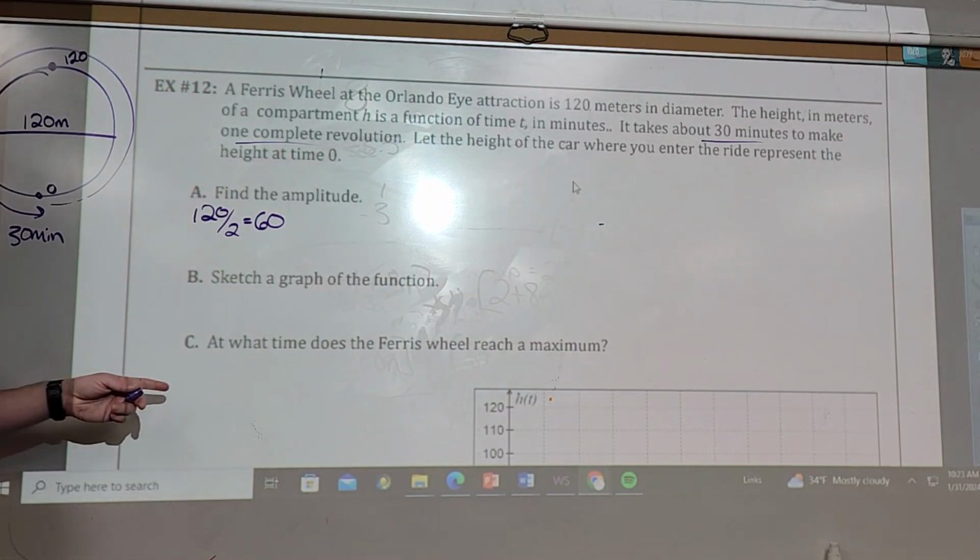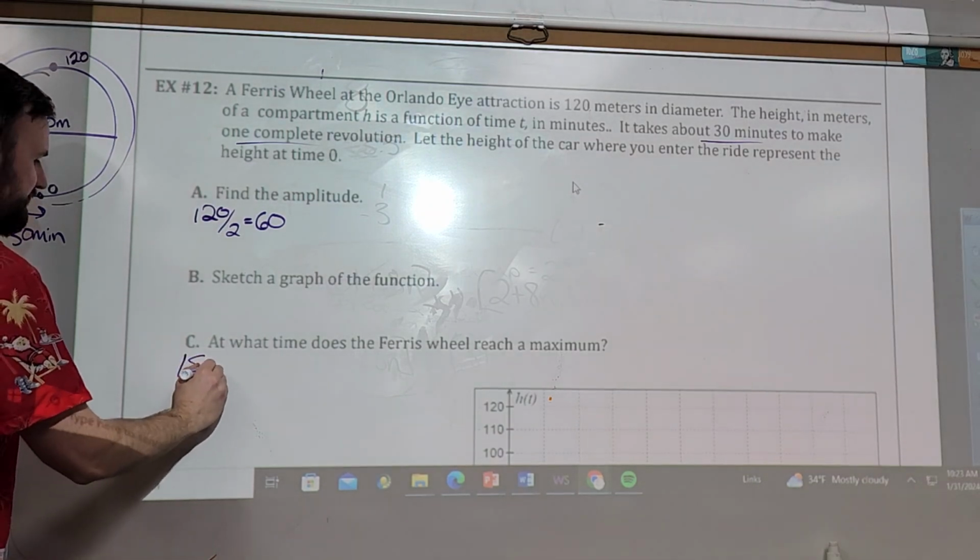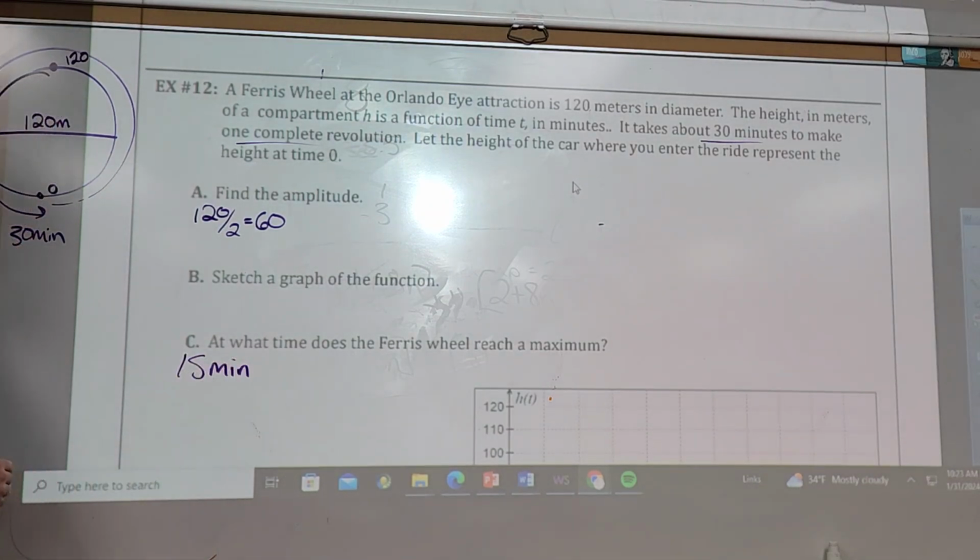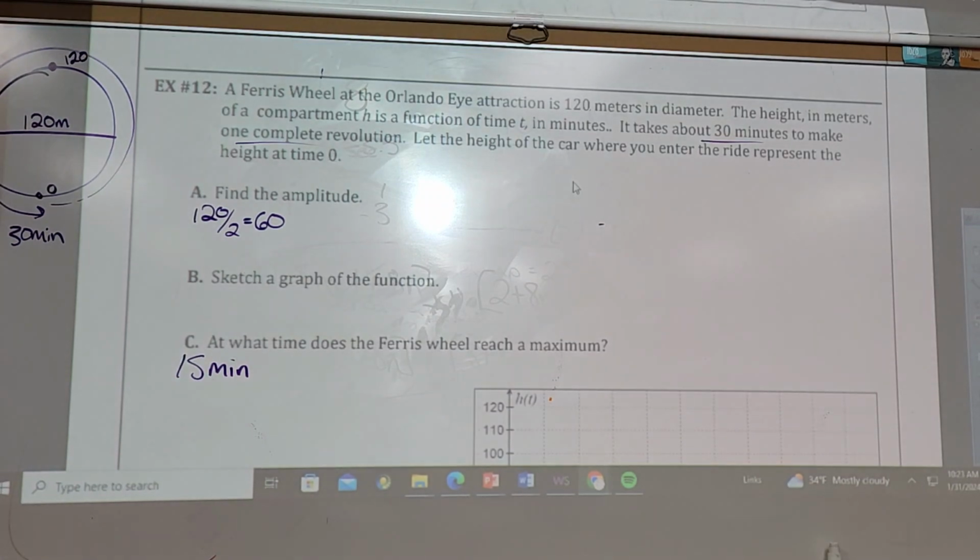Oh, we can actually do C right now too. How long is it going to take to reach 120 feet? 15 minutes, because it's half of the time, right? Again, drawing the picture really helps, right? I'm going to draw the picture.